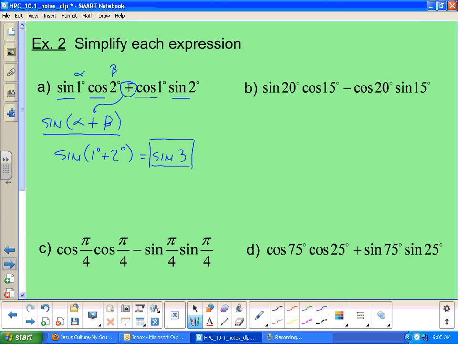And again, it just comes from the fact that sine of alpha plus beta is this: sine of alpha, cosine of beta, cosine of alpha, sine of beta. Sine, cosine, cosine, sine. And that's the setup we have.